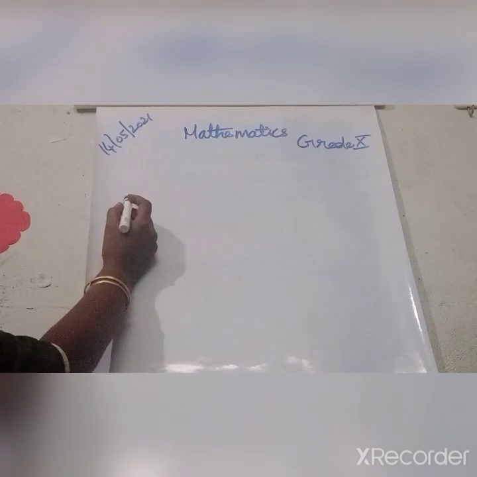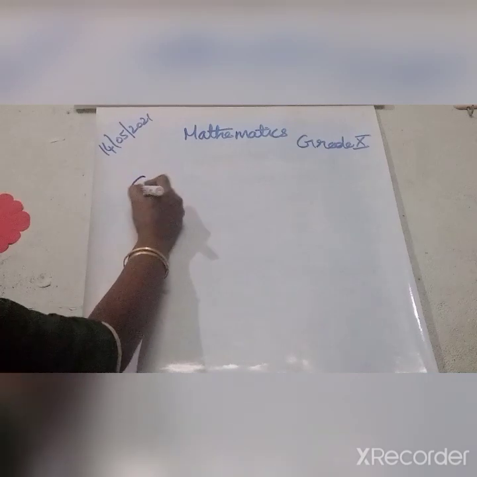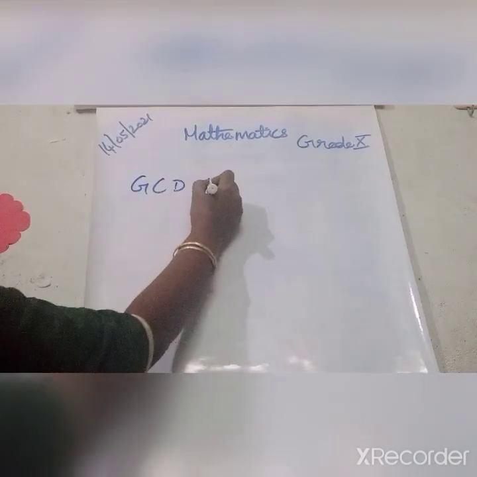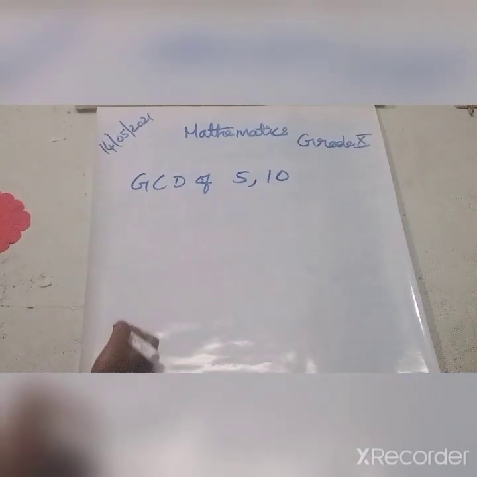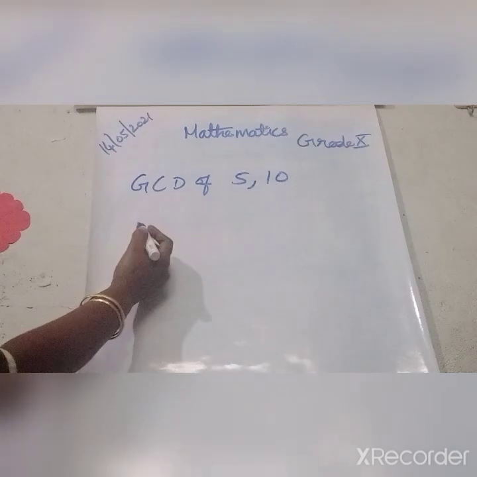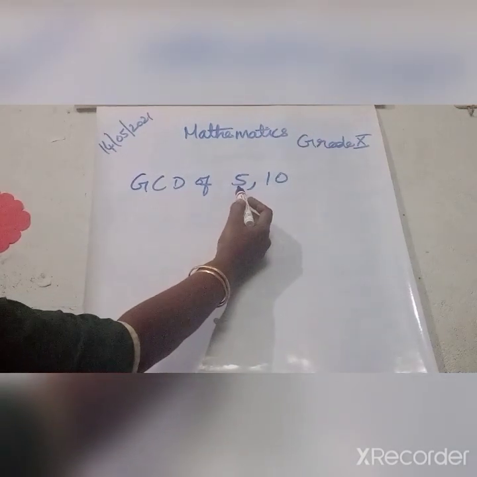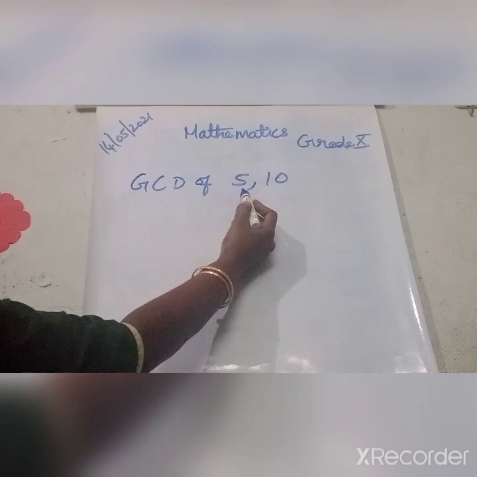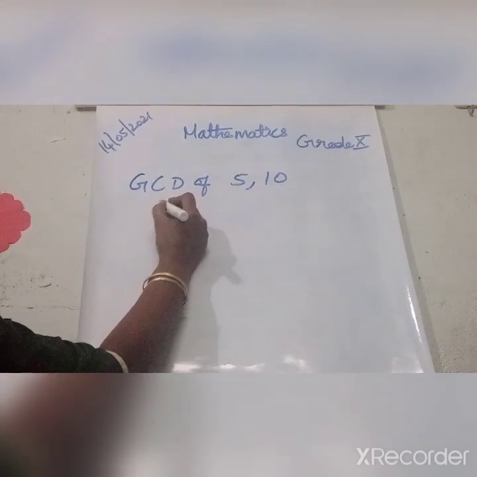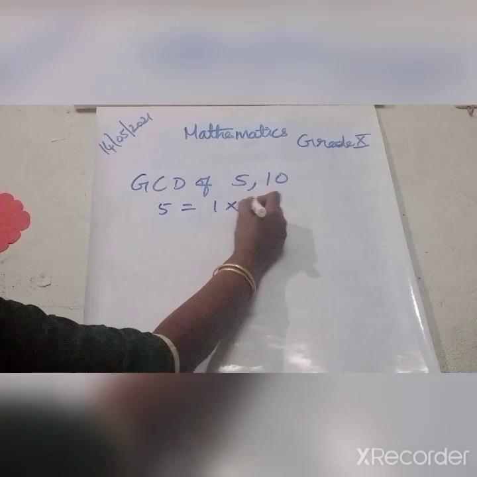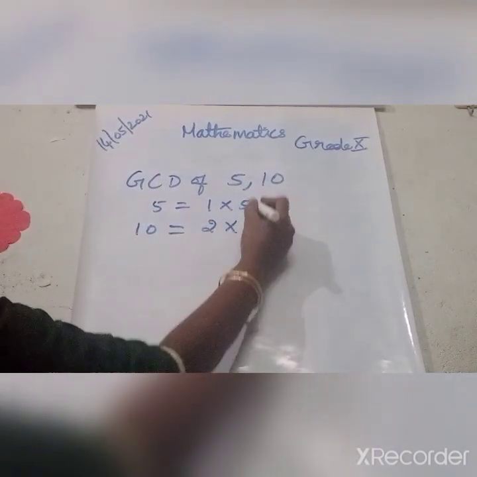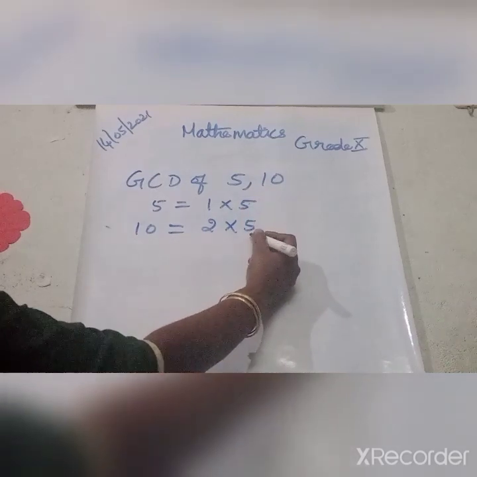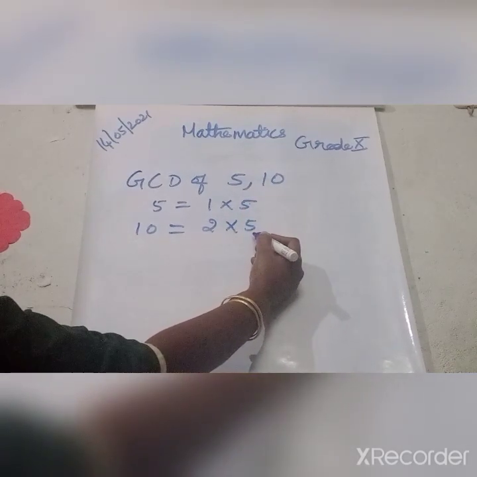Consider the example. Let us take the smallest numbers 5, 10. So GCD of 5, 10. How to find out? Listen. We have two small numbers given. First of all, we have to resolve each number into its factors. So 5 can be written as 1 into 5. 10 can be factorized as 2 into 5. Here 5 is common for both. That alone we have to select for GCD.